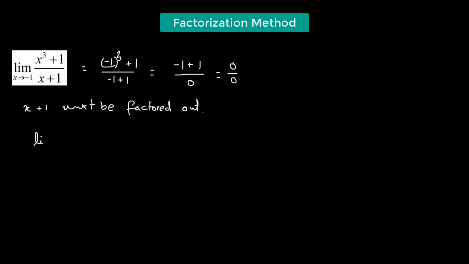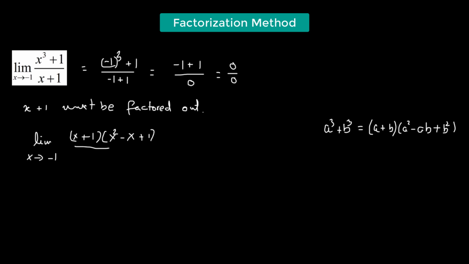So that gives us limit of x going to negative 1. Now x cubed plus 1 has the form a cubed plus b cubed, because 1 can be rewritten as 1 cubed. So this equals a plus b times a squared minus ab plus b squared. So we're going to use this identity, and that will give us x plus 1 multiplied by x squared minus x plus 1, divided by x plus 1.